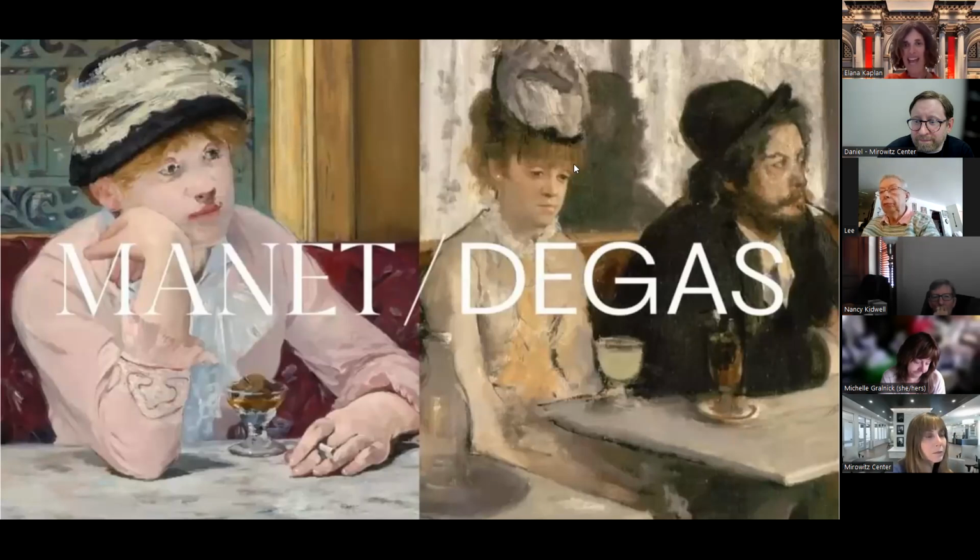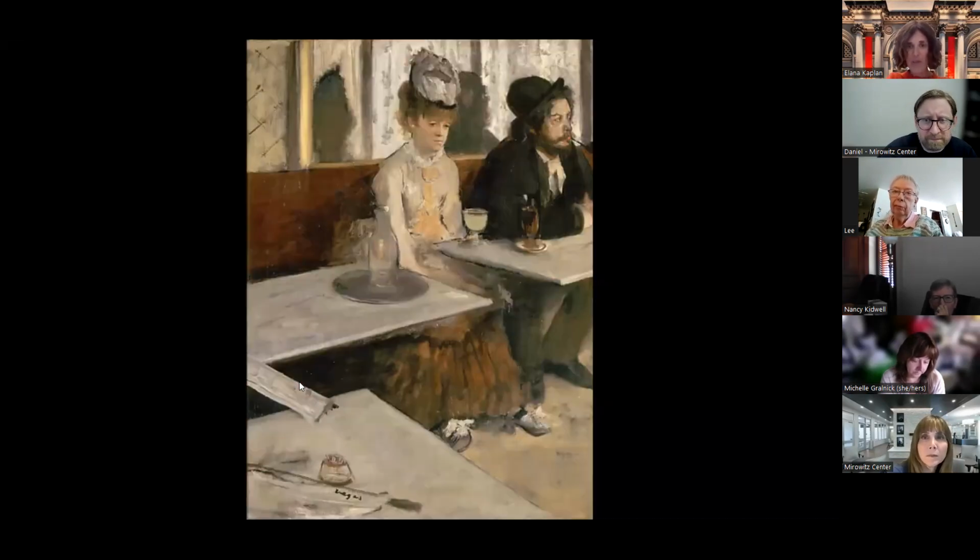There's a painting by Manet, and this one by Degas. These paintings actually were done in the same cafe, and this is the same woman in both of these paintings. I know she doesn't look similar, but it is the same woman, the same actress in both paintings. Her name was Ellen Andrée. So we'll just take a minute to look closely at these two paintings.